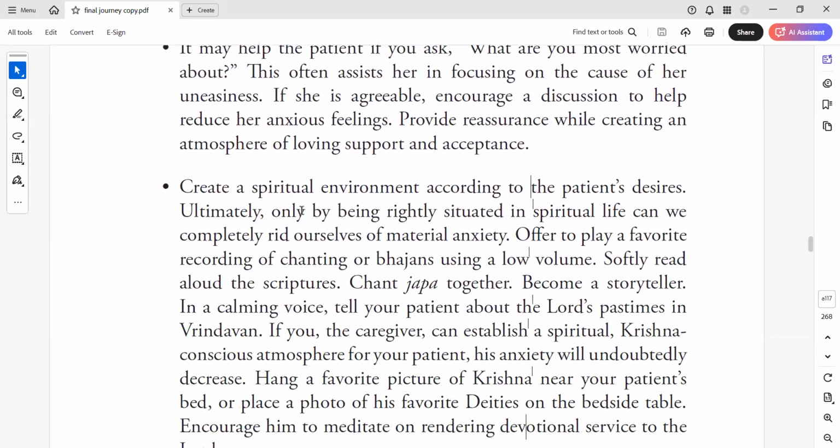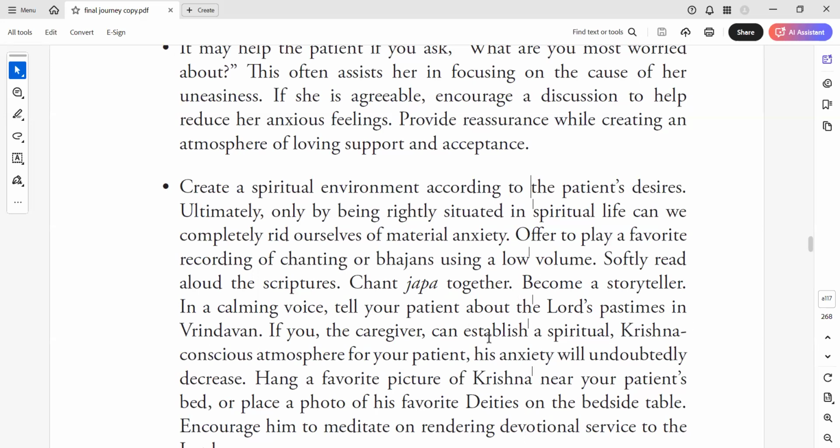Create a spiritual environment according to the patient's desires. Ultimately, only by being rightly situated in spiritual life can we completely rid ourselves of material anxiety. Offer to play a favorite recording of chanting or bhajans at a slow volume. Softly read aloud the scriptures. Chant japa together. Become a storyteller.